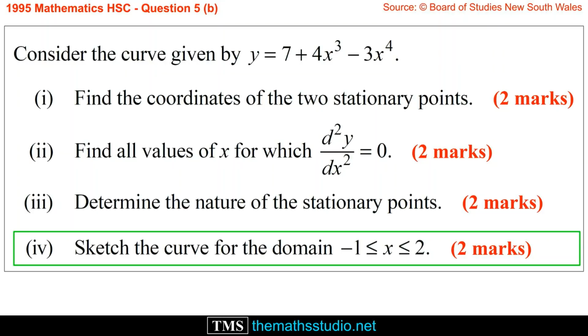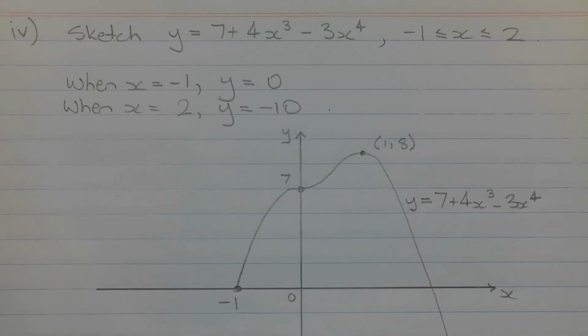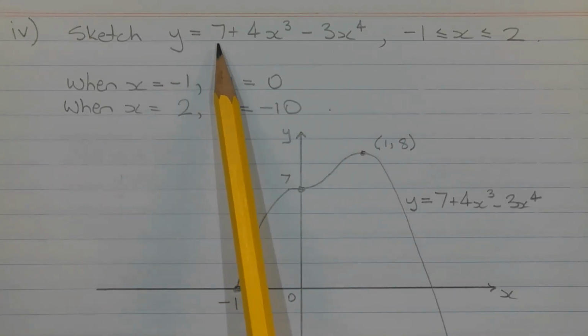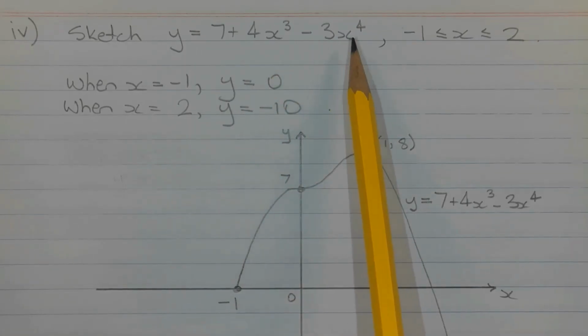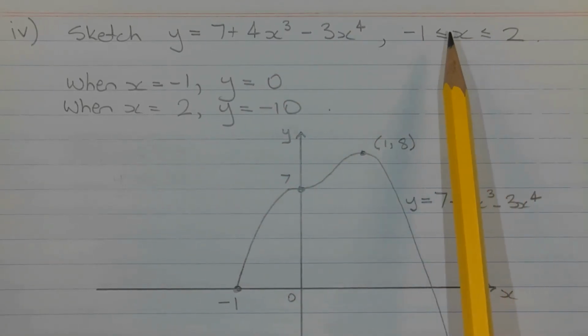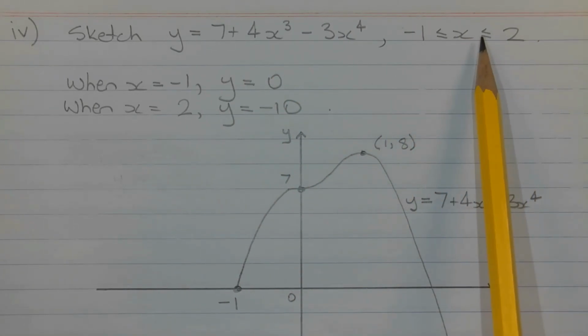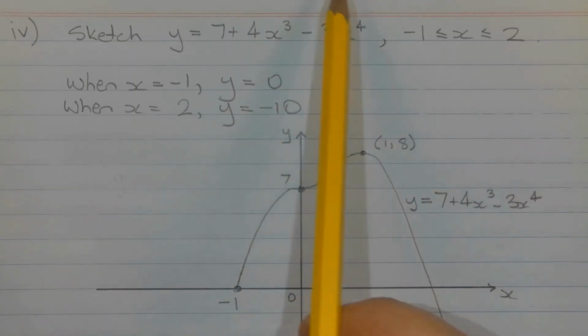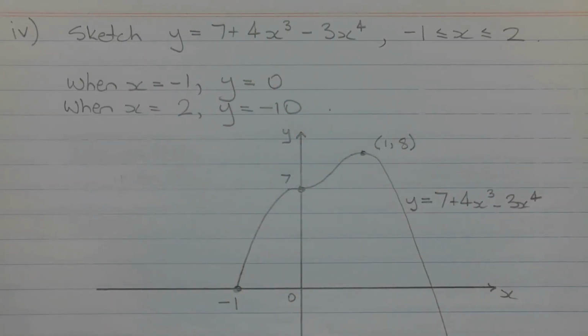Part 4. Sketch the curve for the domain x greater than or equal to negative 1 and less than or equal to 2. The question is asking us to sketch the graph of the function y equals 7 plus 4x cubed minus 3x to the power of 4 in the interval x greater than or equal to negative 1 and less than or equal to 2. Now we're sketching the graph of a polynomial function.